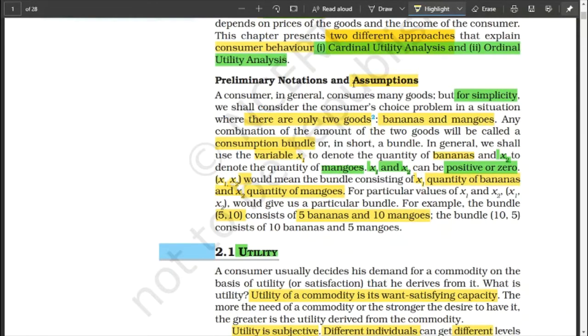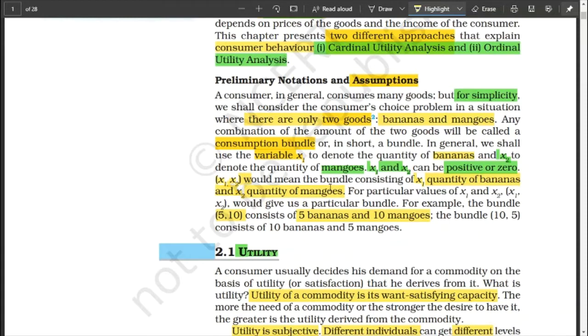assumes that for simplicity there are only two goods, that is bananas and mangoes. You as a consumer or the consumer in question will have to choose from two goods, bananas and mangoes, given the amount of income that he has. The income remains the same. So let's call that consumption bundle, the combination of that goods that you would like to consume, as the variable x1 for bananas, and x2 for mangoes. So we denote in terms of a variable, banana x1, mangoes x2.